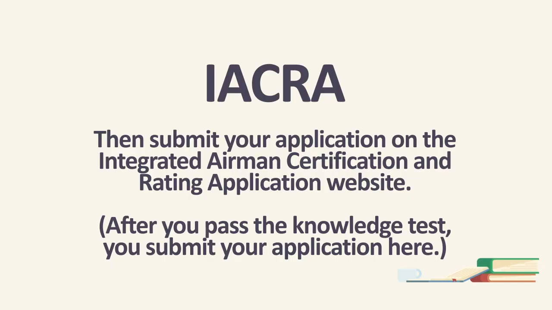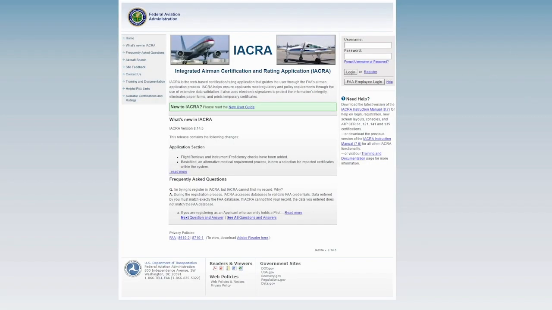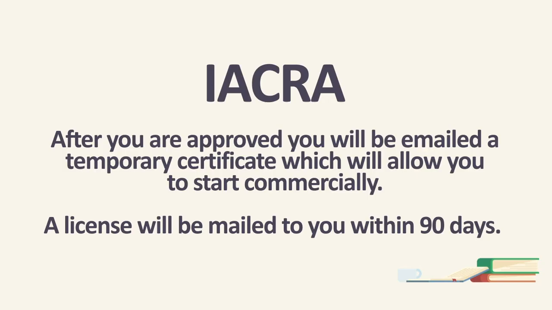After you pass the test, you'll need to submit your application on the Integrated Airman Certification and Rating Application page, also known as IACRA. Basically, after you pass your knowledge test, you'll need to submit your application there. It will take about 10 days for your application to be processed. During this time, the FAA performs a security background check. After that is approved, you'll be emailed a temporary certificate which will allow you to start flying commercially immediately. A hard copy license will be mailed to you within 90 days.